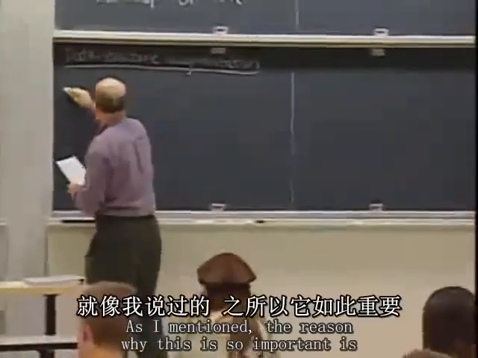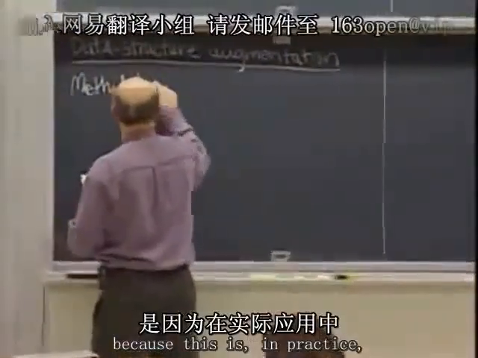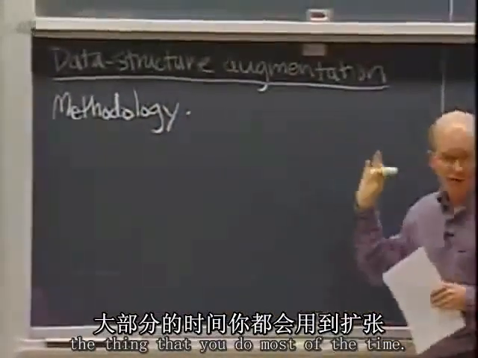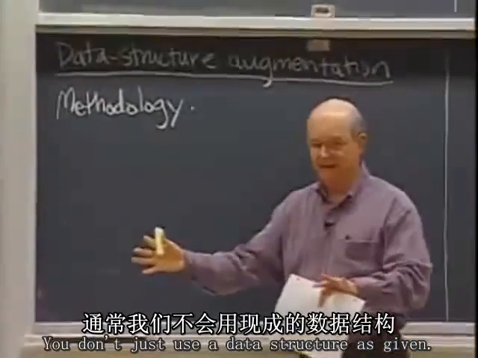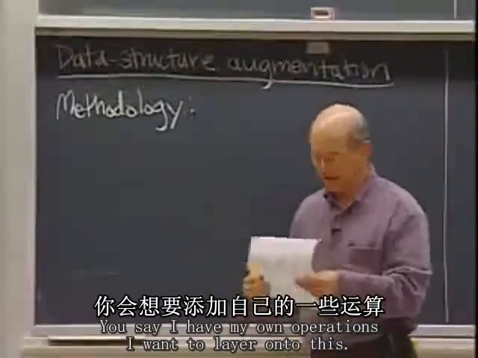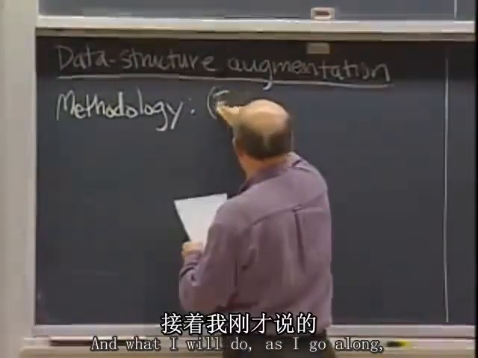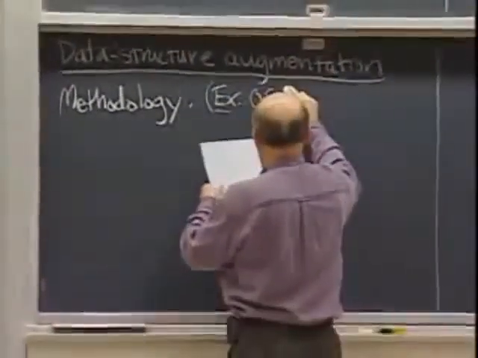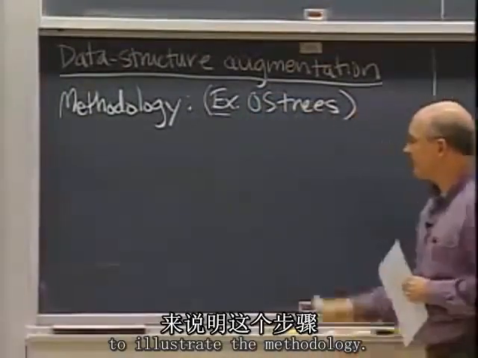As I mentioned, the reason this is so important is because this is, in practice, the thing that you do most of the time. You don't just use a data structure as given. You take a data structure, you say, I have my own operations I want to layer onto this. So we're going to give a methodology, and as we go along we'll use the example of order statistics trees to illustrate the methodology.